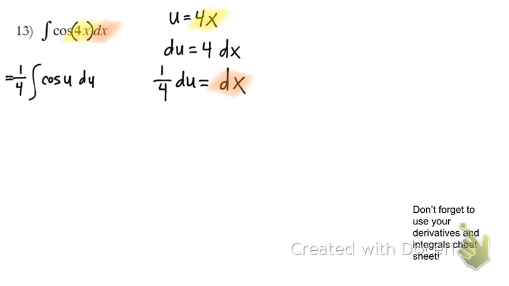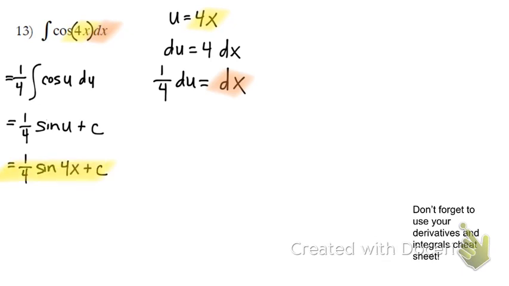So the integral of cosine, if you look at your little cheat sheet, is sine, and it's a positive sign. So the integral of this is going to be 1/4 times positive sine of u plus c. And if I replace u with what it equals, that's 1/4 times sine of 4x plus c. And that's our final answer.